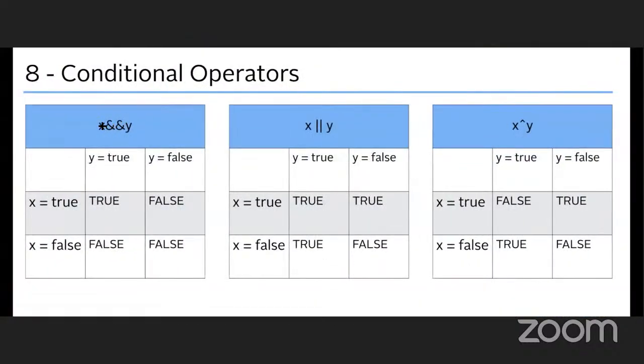All right, so this is AND. This is AND. This is OR, and this is the bitwise exclusive OR.